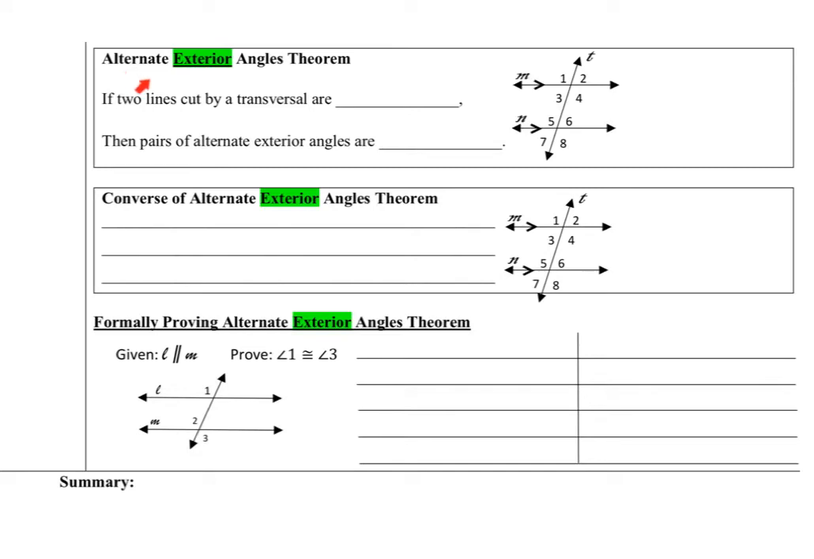Now let's look at alternate exterior angles. Remember, alternate means different side of the transversal, and exterior means outside of your parallel lines. If two lines cut by a transversal are parallel, then pairs of alternate exterior angles are congruent. My transversal, represented by the line in the middle, is also labeled T. This conditional statement gives me that line M is parallel to line N.